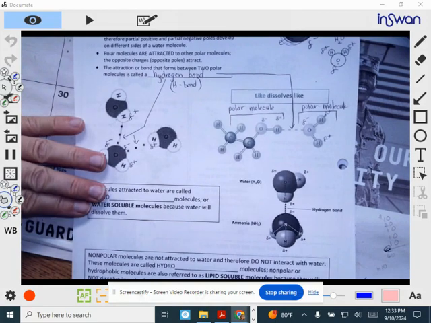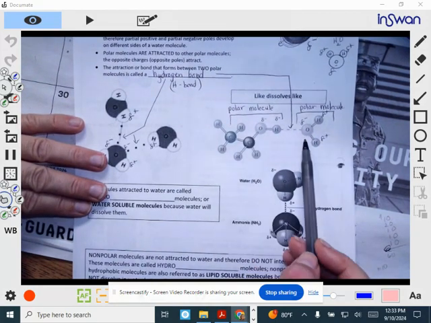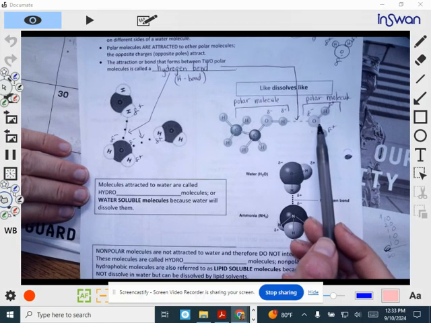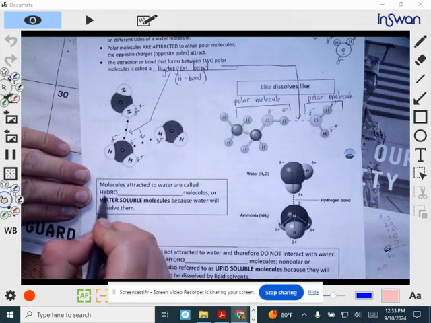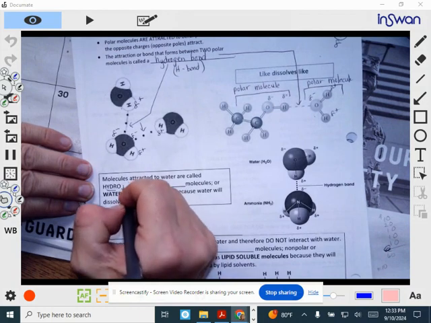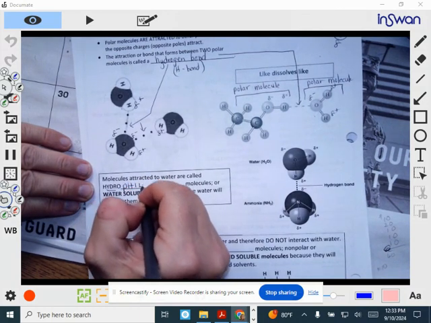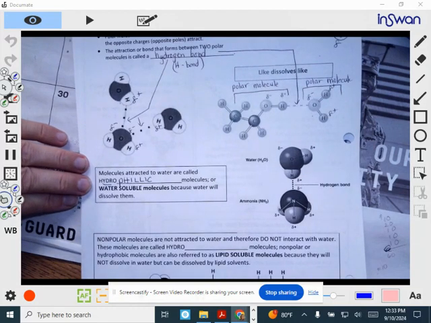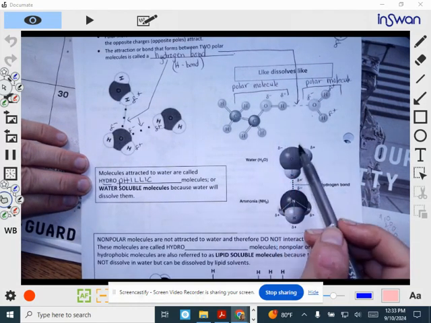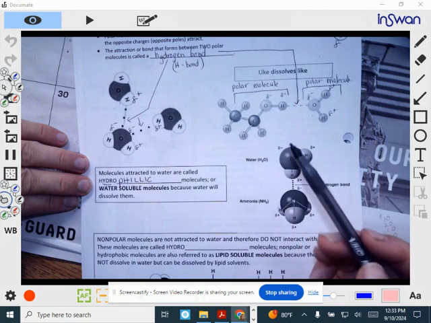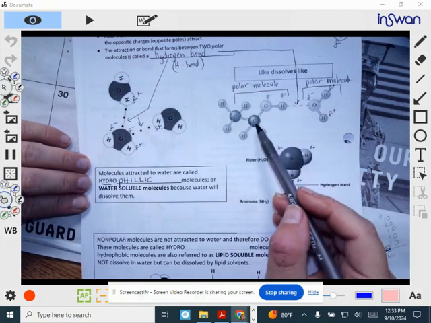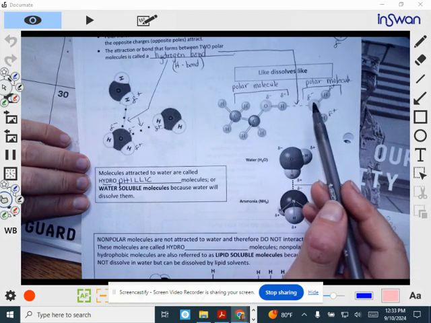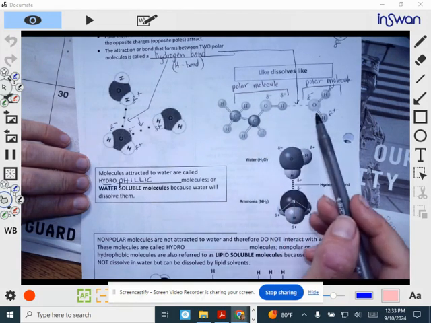Now, whenever we have molecules being attracted to water, we have another term for that. We say that they are hydrophilic, remember hydro means water. Hydrophilic means attracted to water. Since they're attracted to water, water will be able to dissolve them. So we can say hydrophilic or polar molecules are water soluble. If you put them in water, they will dissolve.